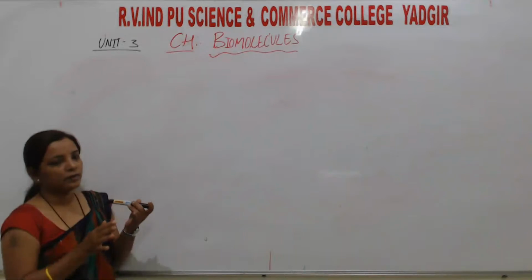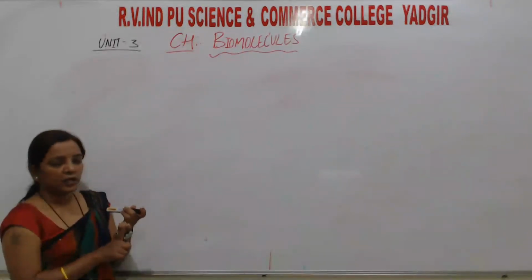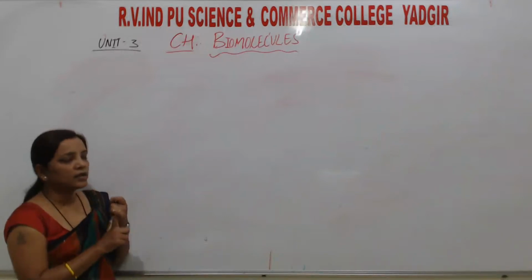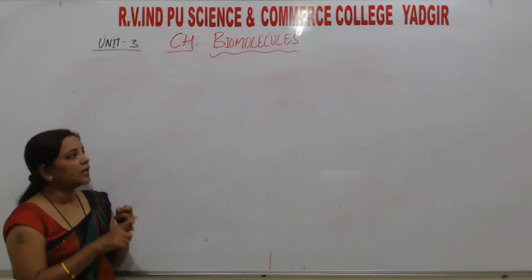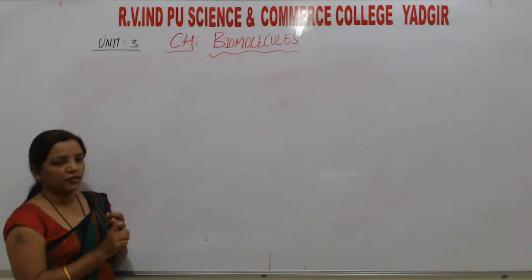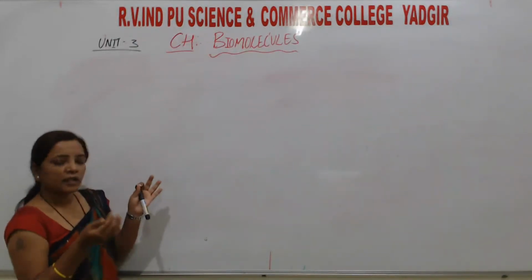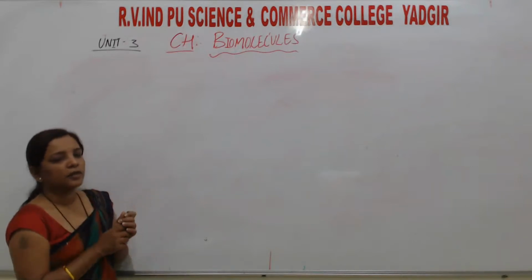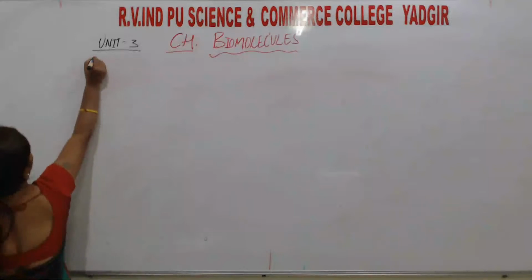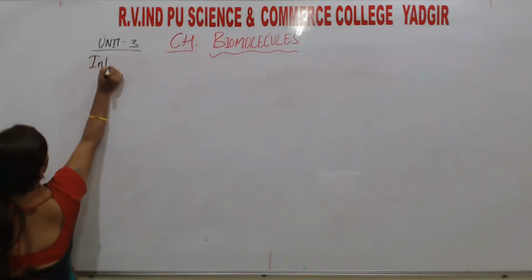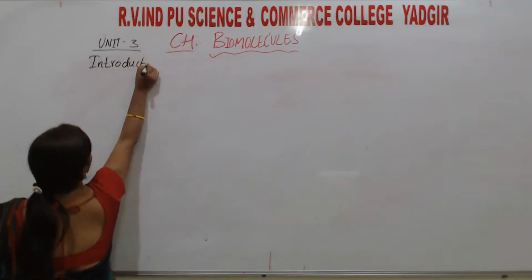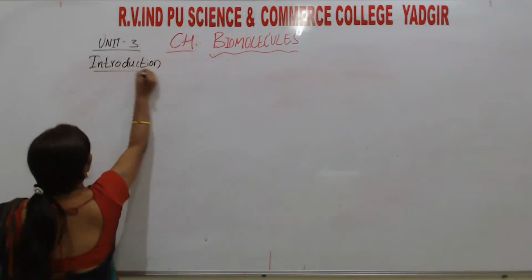In the third unit, we have completed two chapters. One is the cell, and the other is mitosis and meiosis, that is, cell cycle and cell division. Today, in that unit, we are left with biomolecules. So let us try to understand this at the molecular level. You should understand what these biomolecules are.